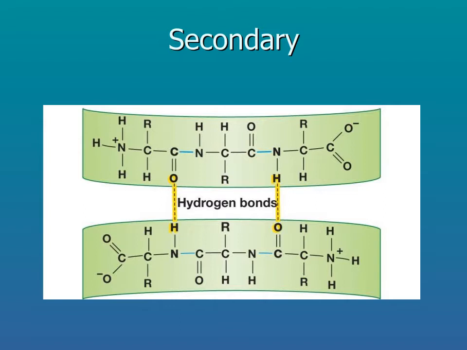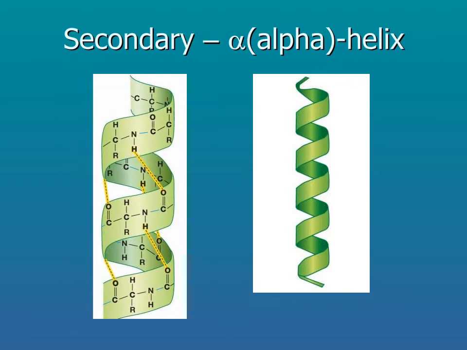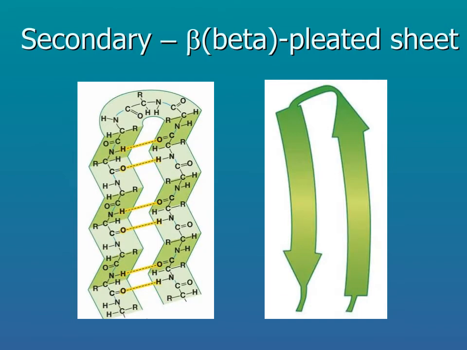These bonds occur between groups that are not close together in the primary sequence. The bonds also do not occur between atoms in the R groups. The hydrogen bonds that form in an alpha helix twist the polypeptide into a spiral shape, while the hydrogen bonds in a beta-pleated sheet fold the polypeptide into an accordion or folded fan shape.